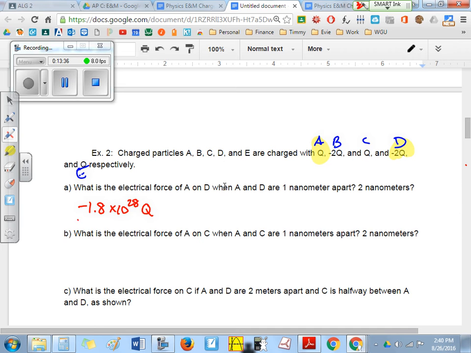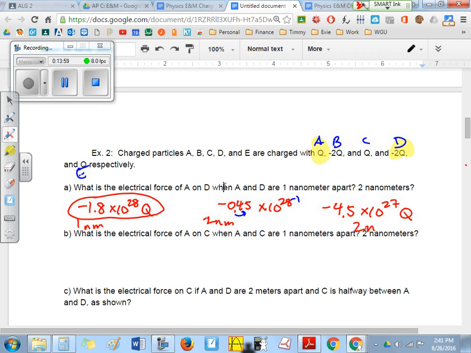So this is when they're 1 nanometer apart. But if it's 2 nanometers apart, then it's just going to be 1/4 of that. So negative 0.45 times 10 to the 28th. Or you can move the decimal over a space, and then you get to subtract 1 from the power. So it's going to be negative 4.5 times 10 to the 27th Newtons. This is the 2 nanometer case.